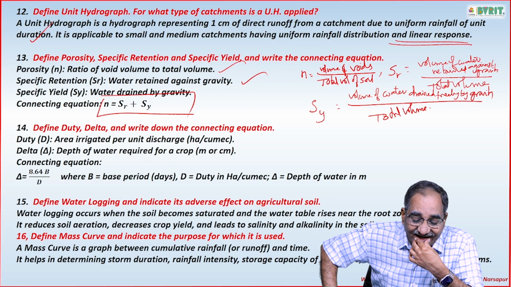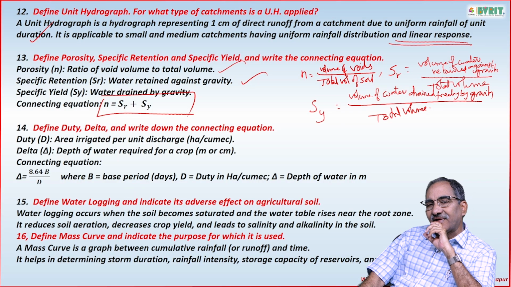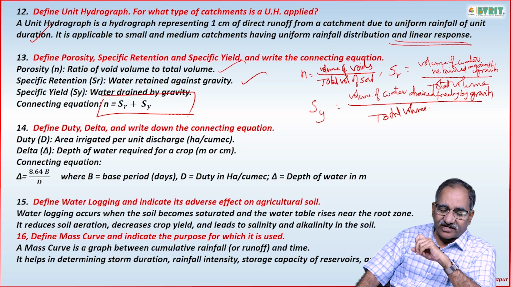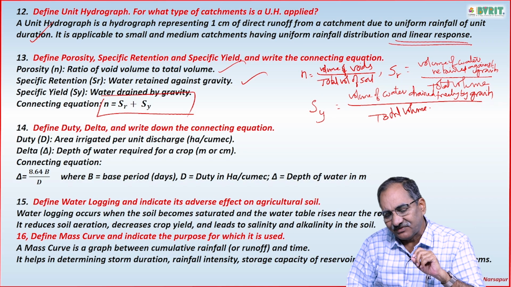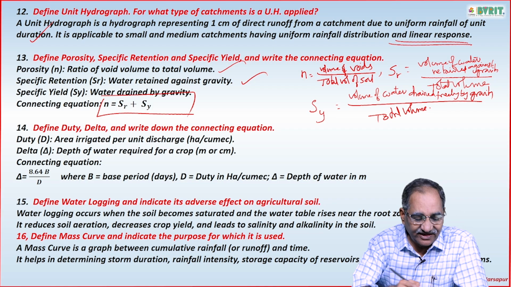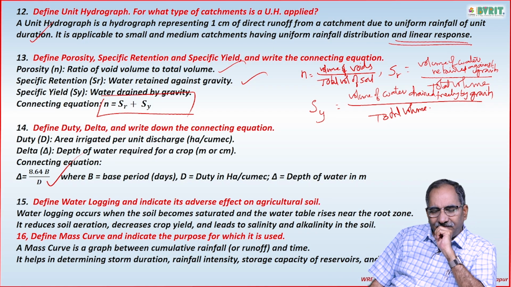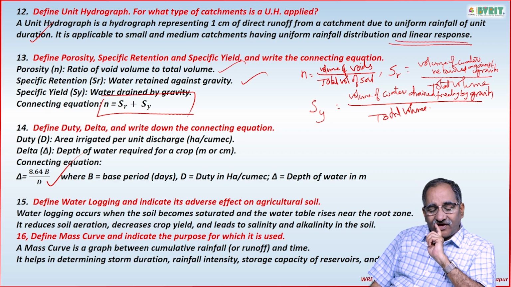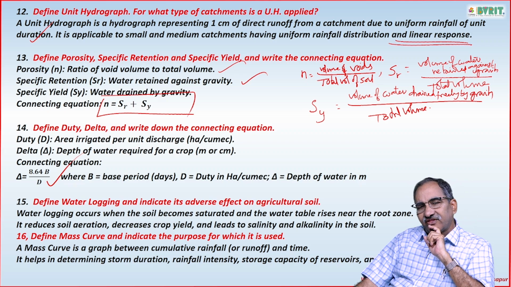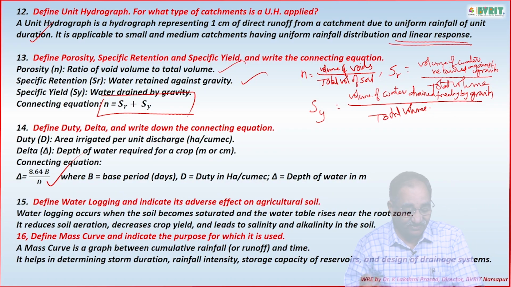Define duty, delta and write down the connecting equation. Duty is the area of land that can be irrigated with 1 cumec of water, whereas delta is the depth of water that is required for a crop. Now the connecting equation is delta equals 8.64 B by D, where delta is the depth of water, D is the area that can be irrigated with 1 cumec and B is the base period in days.